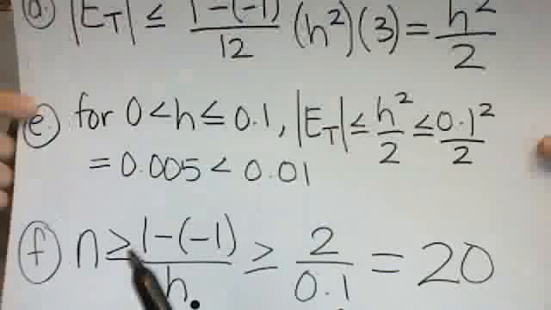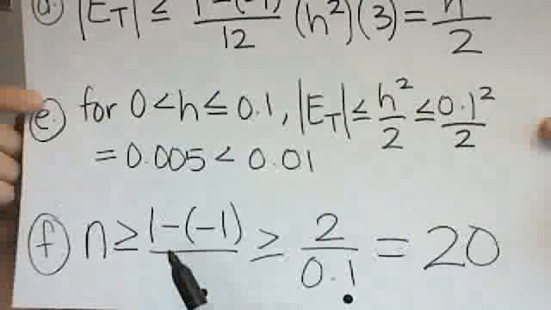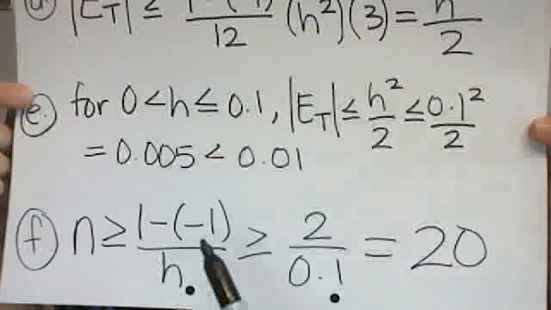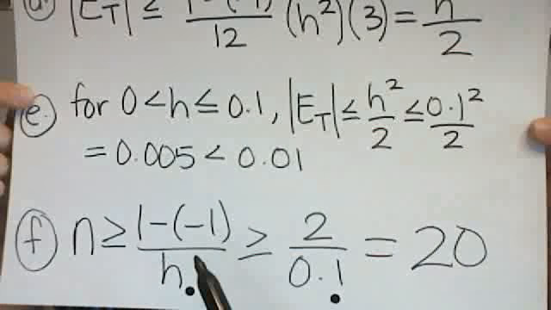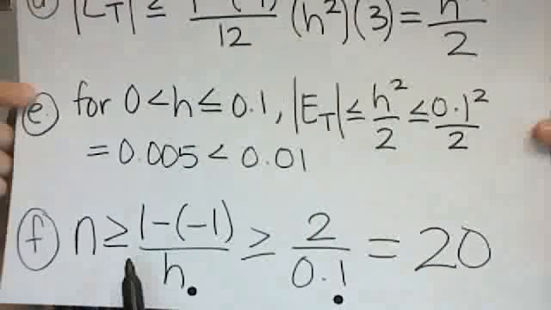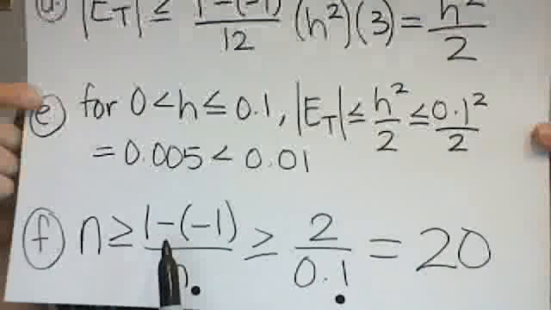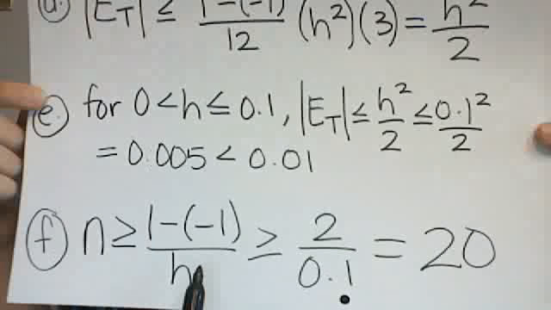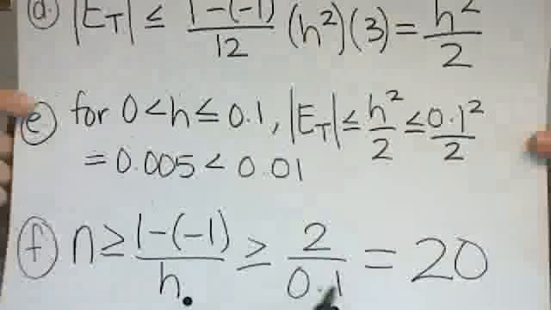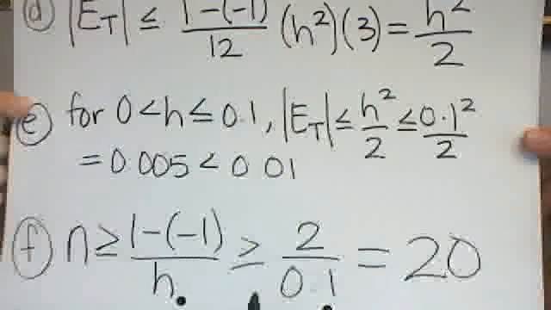Now for part F, they say how large must n be for h to be less than or equal to 0.1. Now you solve this part for n. So you put n greater than or equal to the absolute value of 1 minus -1 over h, and then you solve for that, and you get 2 over 0.1 is equal to 20, and that shows the value n must be for h to equal 0.1.